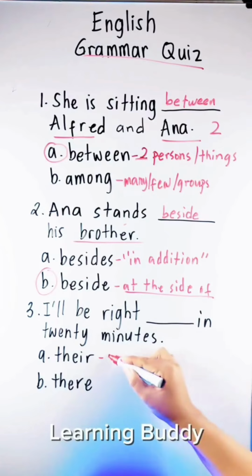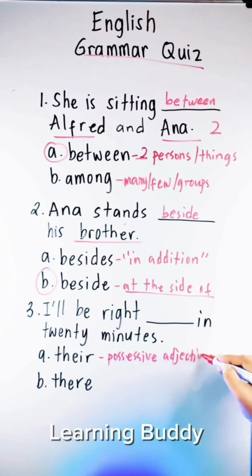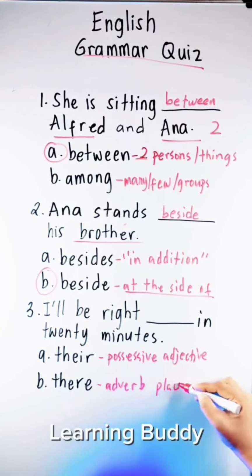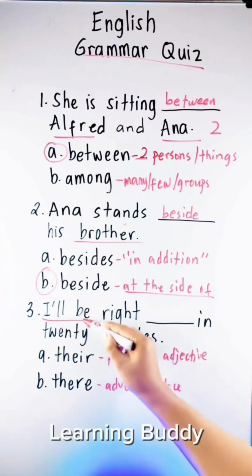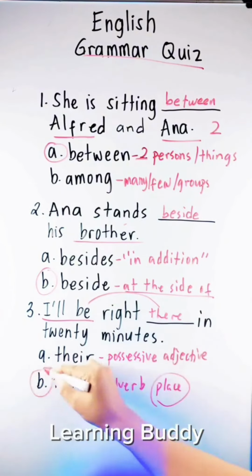Number 3, I'll be right blank in 20 minutes. A their, B there. Their with an I is a possessive adjective. Meanwhile, there, T-H-E-R-E, is an adverb of place. I will be there.